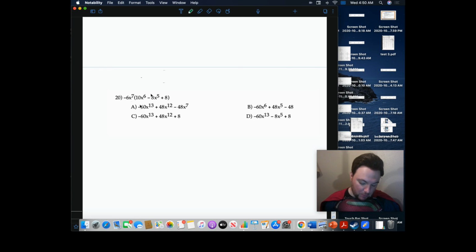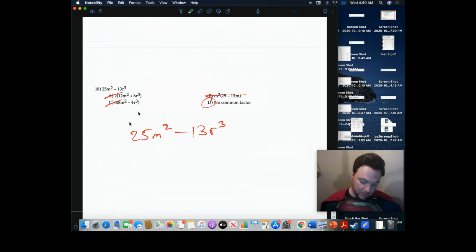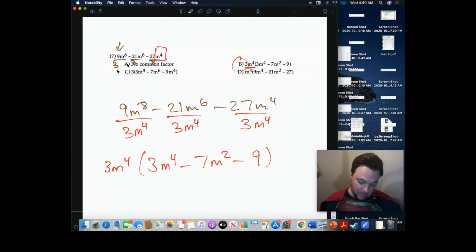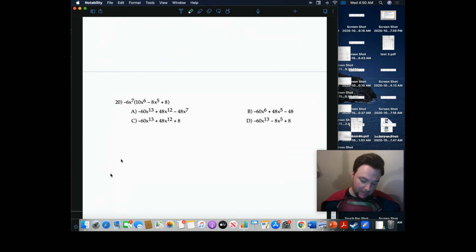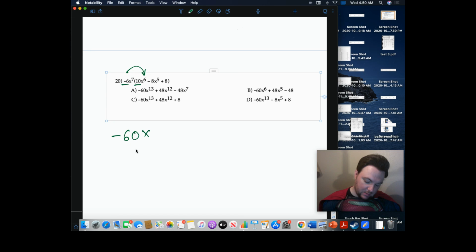What we're doing here is the reverse of what we've been doing. In the last one, we asked what they have in common and factored it out. Now we're going to distribute those values back in. So we do negative 6x to the 7th times 10x to the 6th. Negative 6 times 10 is negative 60. 7 plus 6 is 13.